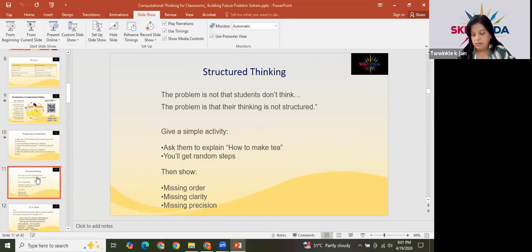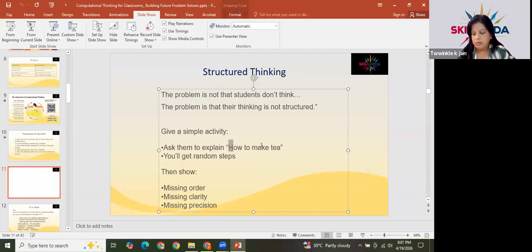That's what I was about to say. Computational thinking is similar to structured thinking. So it is not that students don't think. Their thinking is not structured. That is the problem. It is our duty to make them think in a structured manner.